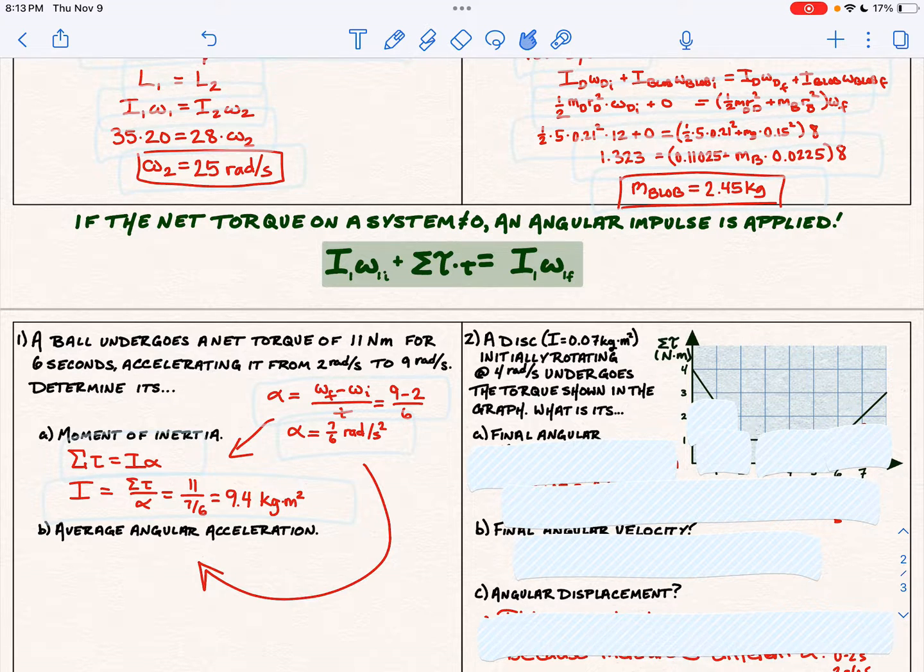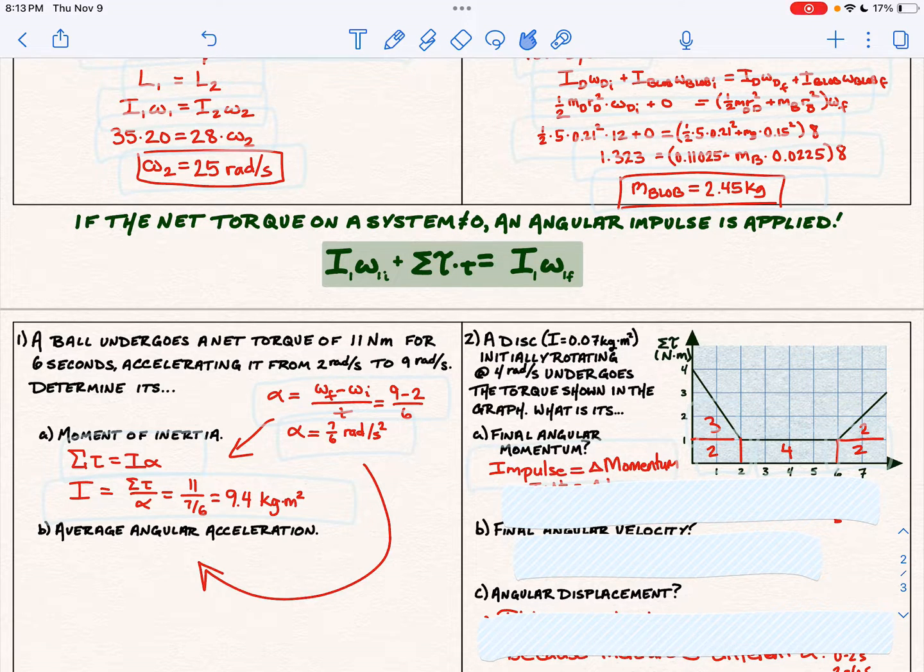The second example is a disk rotating and it undergoes a torque, and that torque is given by a graph. And so I've taken the liberty of computing the impulse caused by the torque in each section of the graph. Remember, impulse is torque times time. And if you do an area under the graph, the torque times time is impulse. So for the first 2 seconds, the impulse is 5 Newton meter seconds. From 2 to 6, it's 4 Newton meter seconds. And from 6 to 8, it's 4 Newton meter seconds.